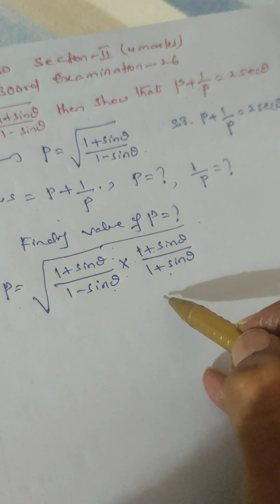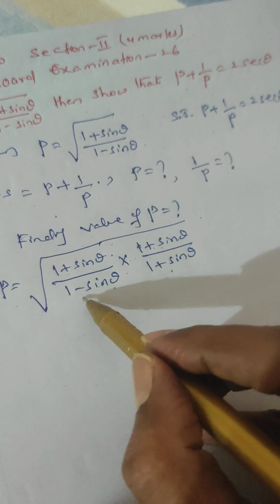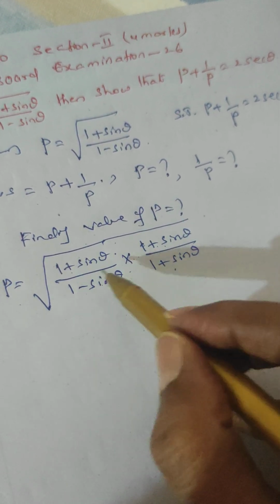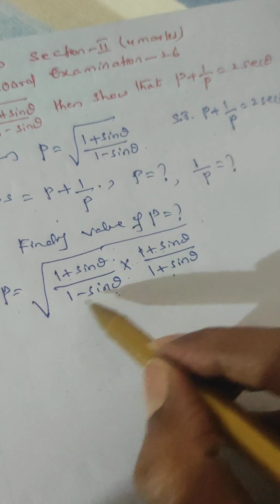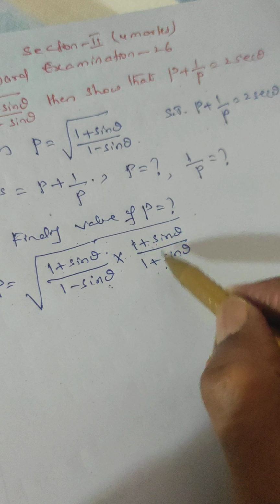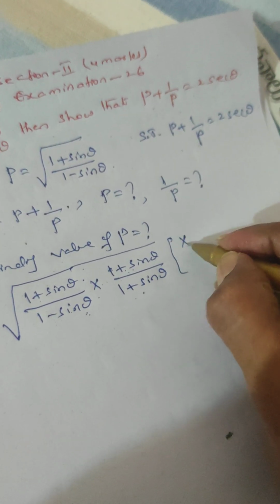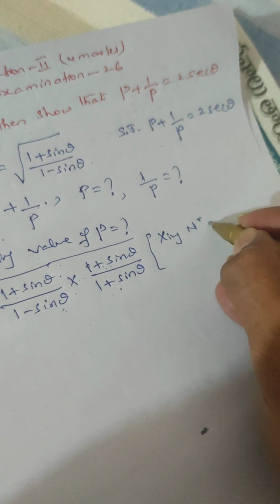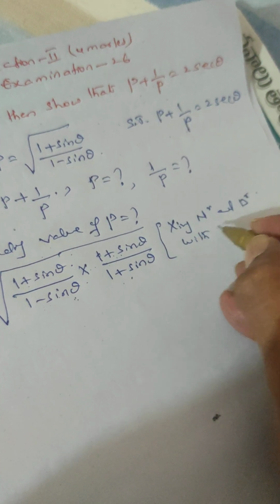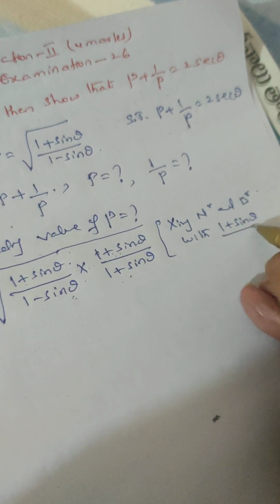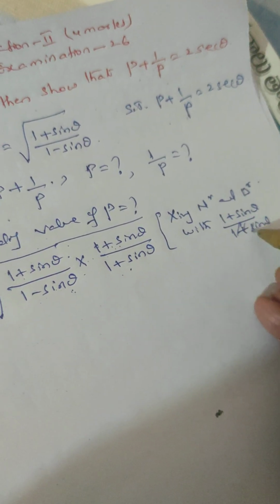Now one question will arise: why have we chosen 1 plus sine theta only? As in the given part of the trigonometric ratio, the denominator consists of 1 minus sine theta. So I am taking the same value with the opposite symbol and multiplying the numerator as well as the denominator. I will mention the same reason here: multiplying numerator and denominator with 1 plus sine theta. Just writing 1 plus sine theta is enough.